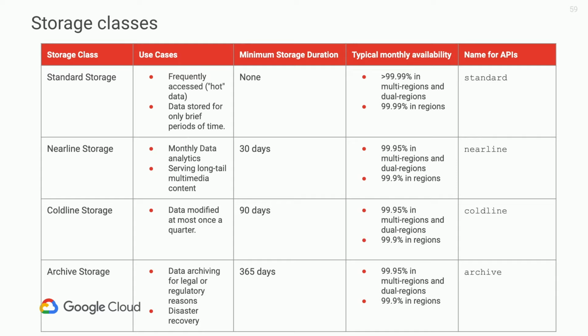Coldline is very similar to nearline. It's also a very low-cost, highly durable storage service, but the difference between coldline and nearline is the minimum storage duration. Coldline has a 90-day minimum storage duration, so if you are planning to access your data once a quarter, this is ideal for you.